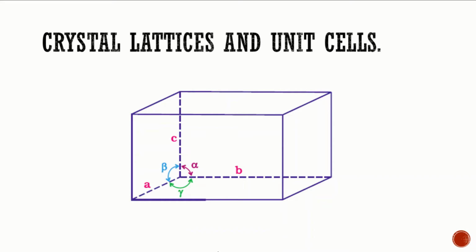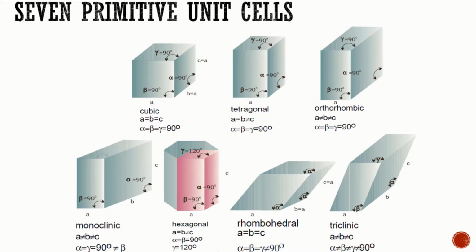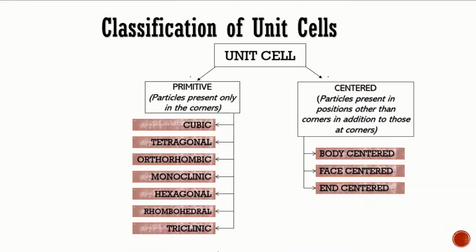Based on the parameters of the unit cell, there are 7 types of unit cells. These are also called the crystal systems or crystal habits, because any crystalline solid must belong to any one of these unit cells. In the various types of unit cells as described, it was assumed that the particles are present only at the corners of the unit cells.